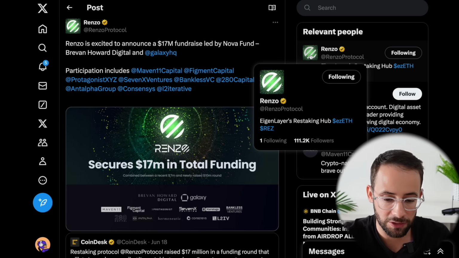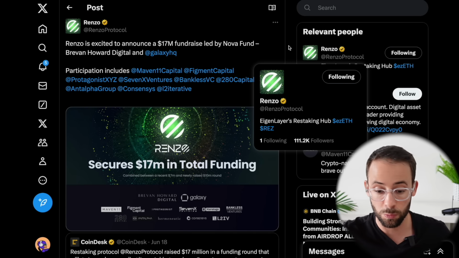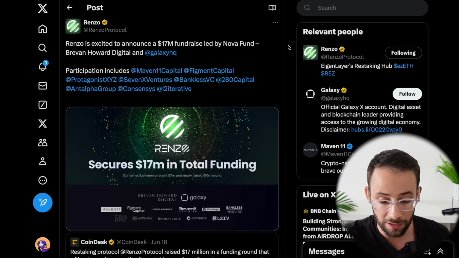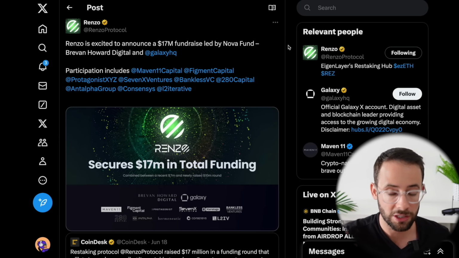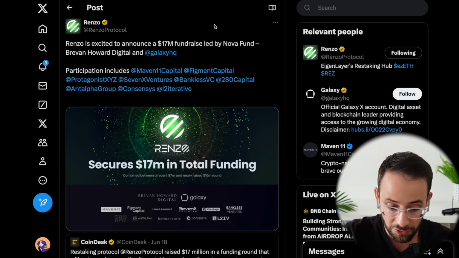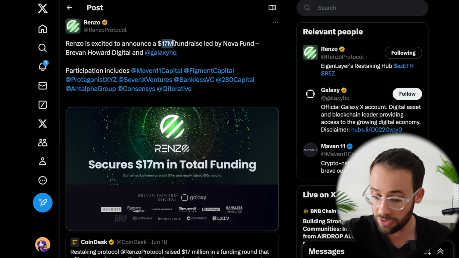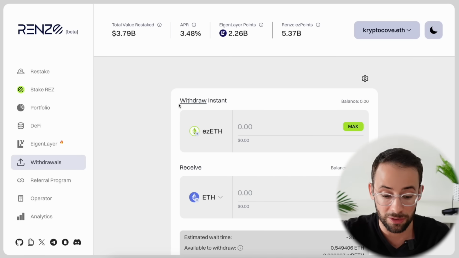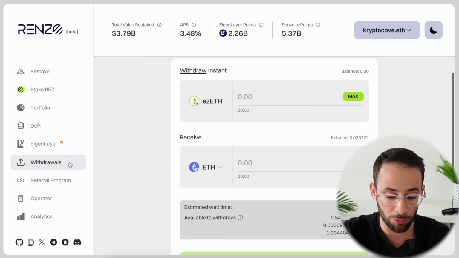Okay, let's move now to talk about Renzo, because this is one of the biggest LRTs, liquid restake tokens, actually the second largest after EtherFi. And there's a couple important pieces of information that came to light. So for starters, they raised a bunch of money, $17 million, which is definitely bullish for the future of the REZ token. But the other thing that's definitely bullish is that they finally enabled withdrawals.